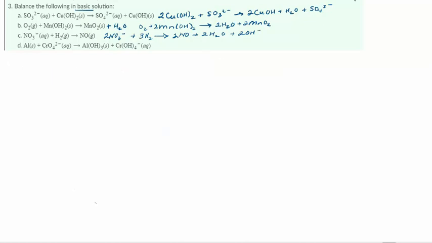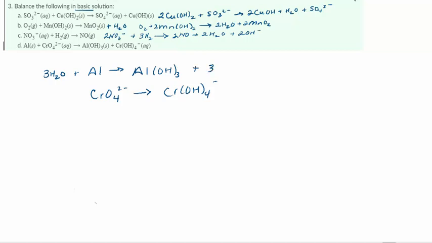Remember to keep chromium with chromium, aluminum with aluminum. Your reactants stay on the reactant side and your products stay on the product side. First, balance all elements other than oxygen and hydrogen. Then add in water molecules in order to balance that oxygen. Then add in hydrogen ions. So I have 6 here, I have 3 here, I must need 3 here. 4 hydrogen ions to balance the hydrogen.